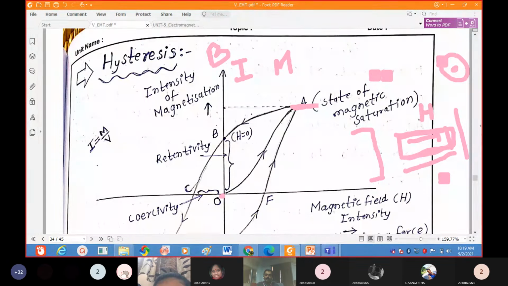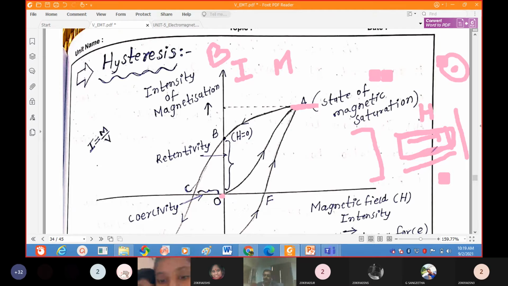It will increase up to a particular value, and after that it will become saturated. If you increase the H value, the B value increases, or the I value and M value also increase. It will increase up to a particular H value. After that, even if you increase the applied magnetic field H, the B value will become constant.